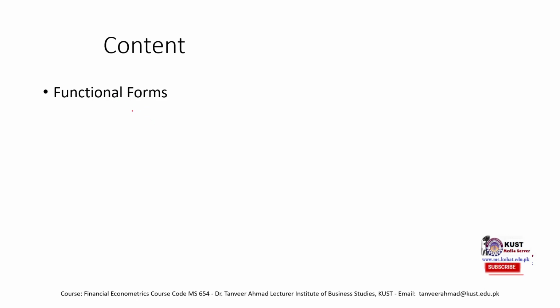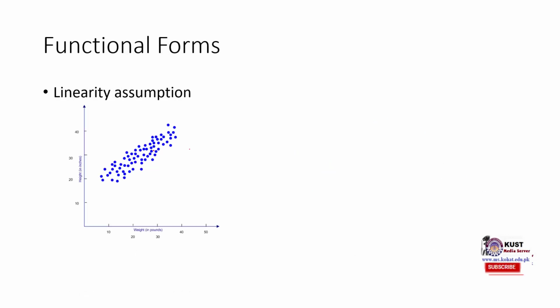And then basically we are going to understand first what we mean by functional form, and then we are going to discuss the different types of functional forms. So starting with an example, let's say we have this scatter plot, and a scatter plot is simply the graphical representation of our observations.